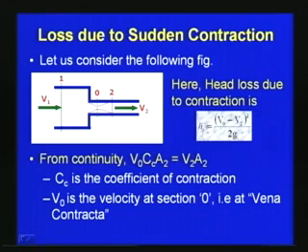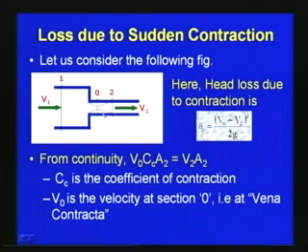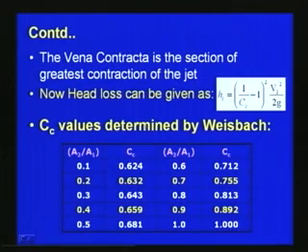So, the head loss due to contraction is obtained as Hc is equal to V0 minus V2 all square by 2g. The vena contracta is the section of greatest contraction of the jet. Hence the head loss can be written as Hc is equal to 1 by Cc minus 1 all square into V2 square by 2g.